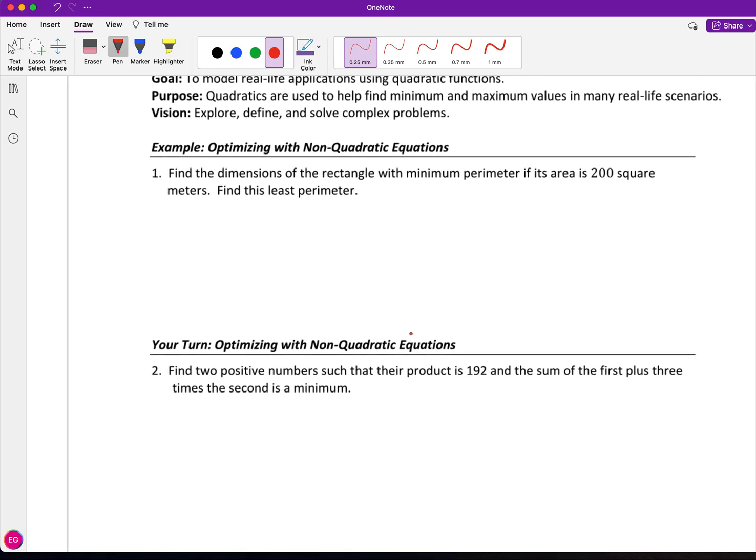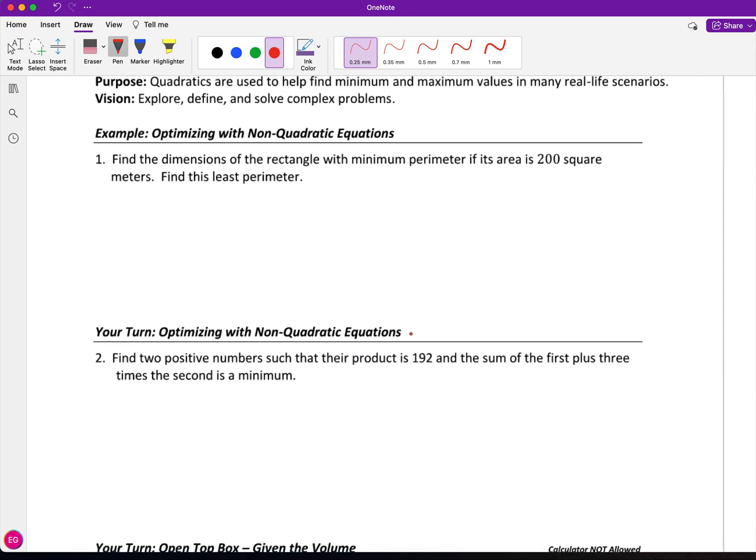We have our first one. I don't think it's too crazy difficult. We have: find the dimensions of the rectangle with a minimum perimeter if we know its area is 200 square meters, and then we want to say what this least perimeter is. So we're finding dimensions and a perimeter. So first things first, draw a pretty picture. All right, so here we go. Throw some letters in there.